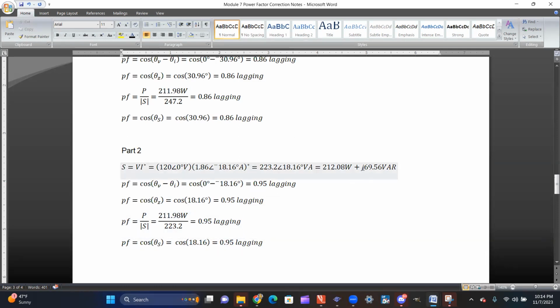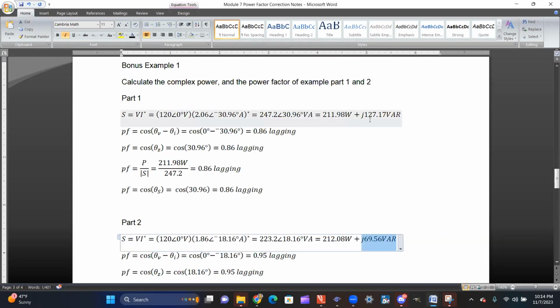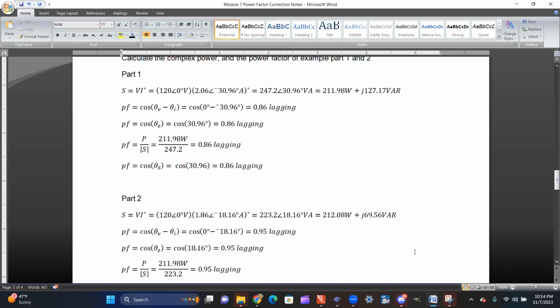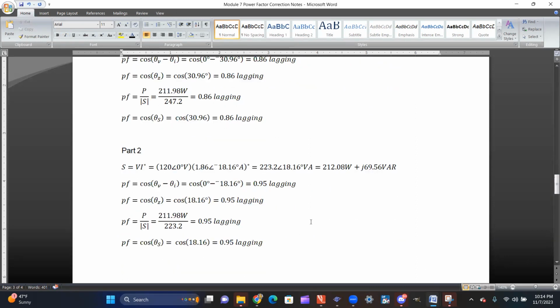Let's take a look at this reactive power right here. Before we had 127.17. Now it's been reduced to 69.56 VARs, which is the result of power factor correction.